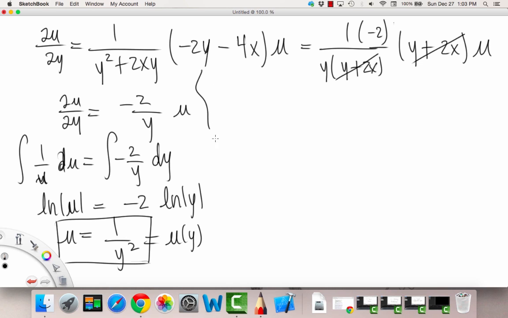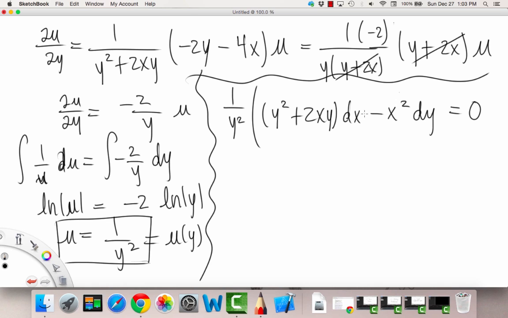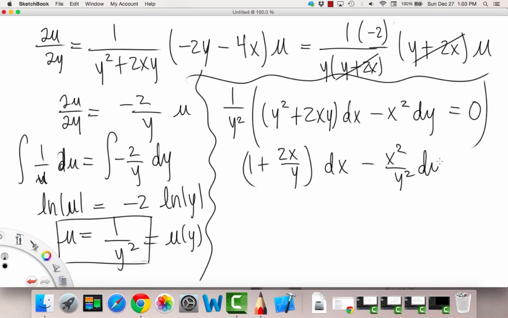And now with that, we just multiply our entire original equation by it to solve. So we have 1 over y squared times our entire original equation, which is y squared plus 2xy times dx, and then minus x squared dy is equal to 0. Once we do that, we get 1 plus 2x over y dx. That's our new p. And then minus x squared over y squared dy is equal to 0. Now this equation is exact, so we can solve like normal, and we'll continue on the next slide where we have more room.